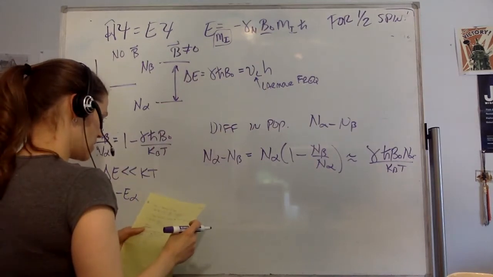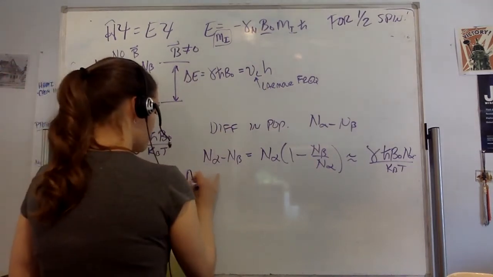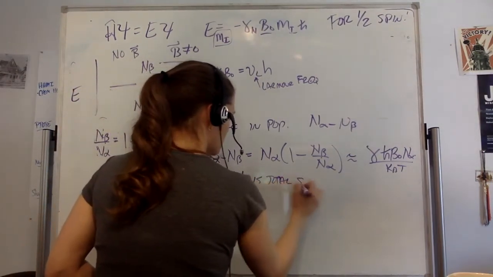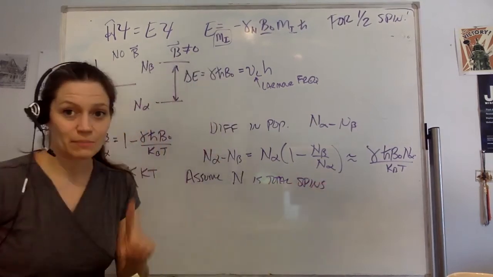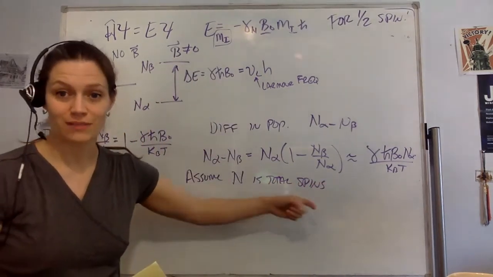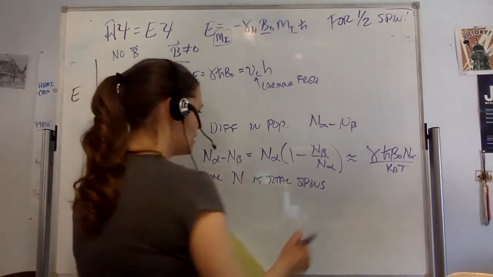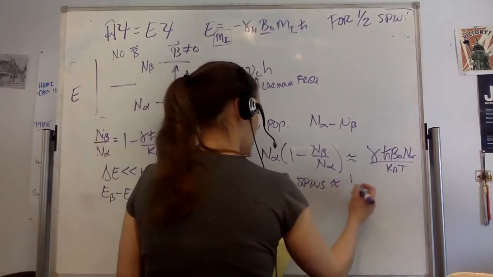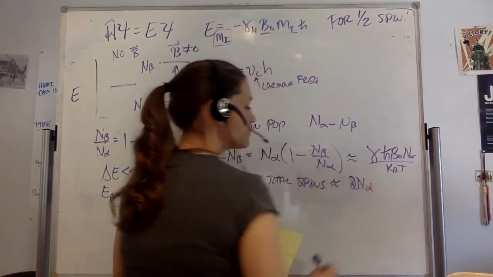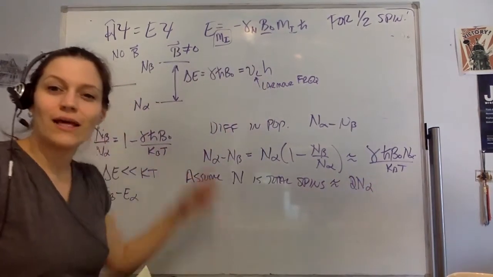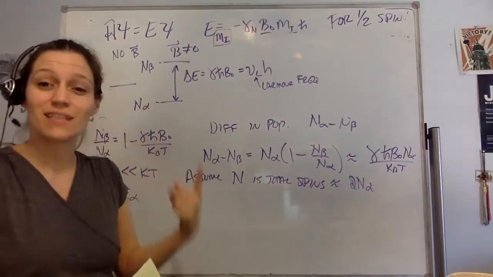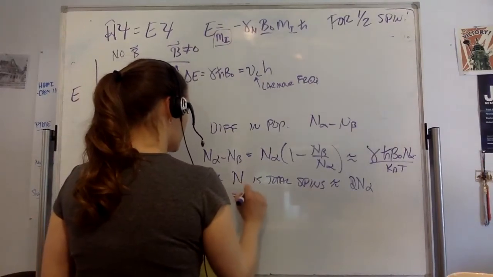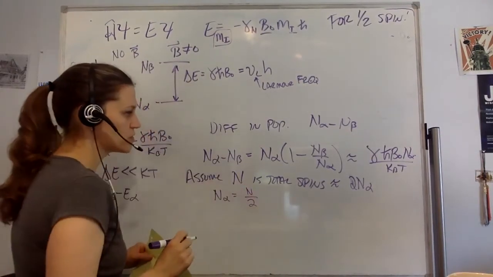And now I can also say, so assume that N is total spins, not net spin. That's different. This is the total number of spins, as in the total number of nuclei that I have. And that's approximately equal to twice N alpha. Again, it's almost 50-50, not quite, but it's enough that we can assume that it's 50-50. And so we're going to then say that N alpha is equal to N over 2. Again, that's the total number of spins that we have.